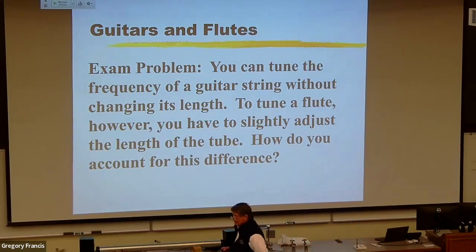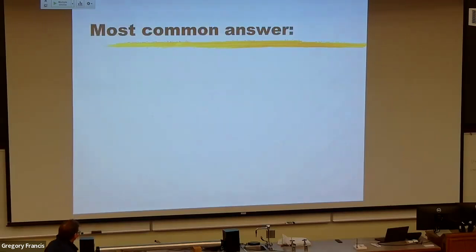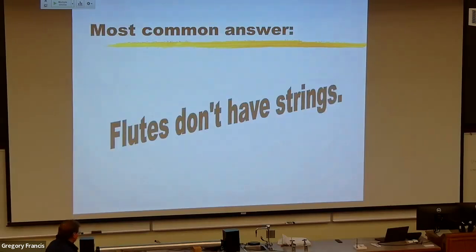What we found that night when we graded the exam was that almost nobody got it right. And the most common wrong answer was: flutes don't have strings. If they had strings, we'd use them, but they don't have strings, so we've got to do something else. It's really hard to argue with that logic. They don't. Okay, I know that much about music.